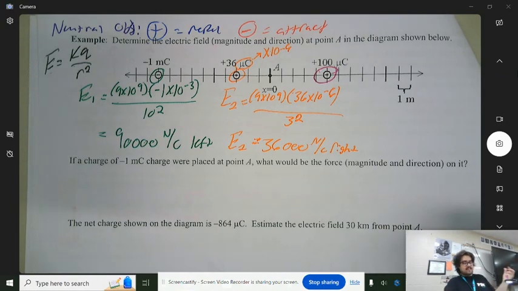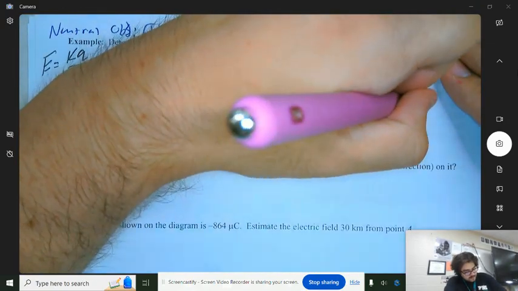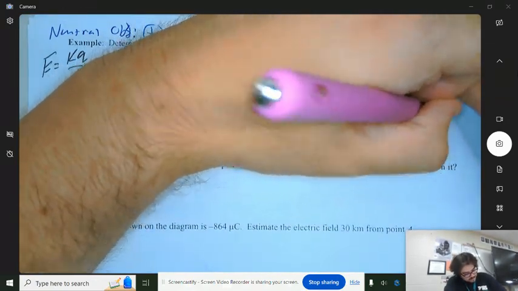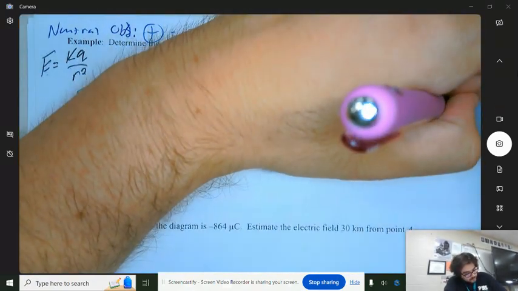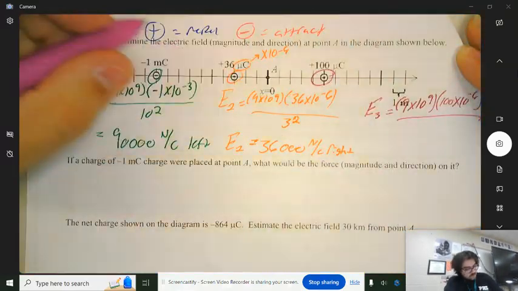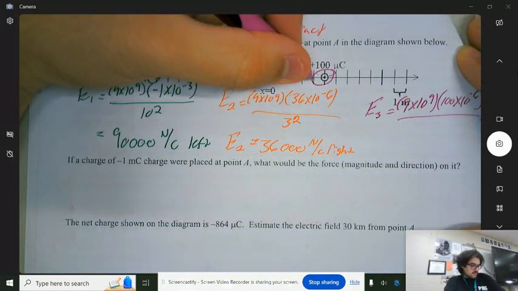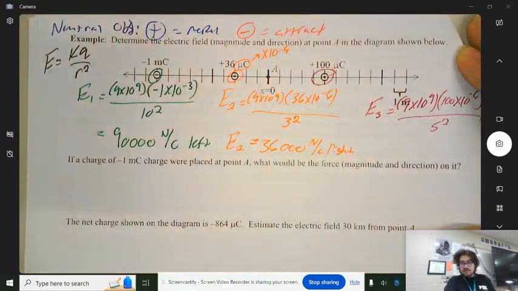And finally, the third charge is going to be 9 times 10 to the 9th times 100 times 10 to the negative sixth, over the distance, which is 1, 2, 3, 4, 5, so 5 squared.